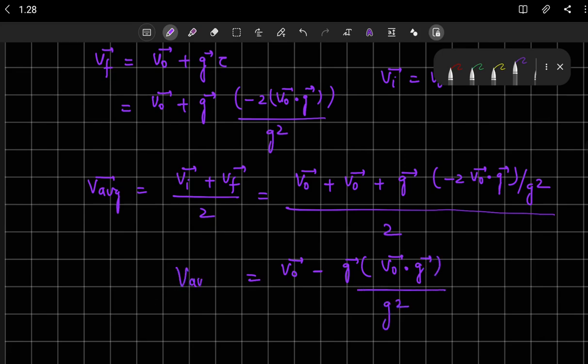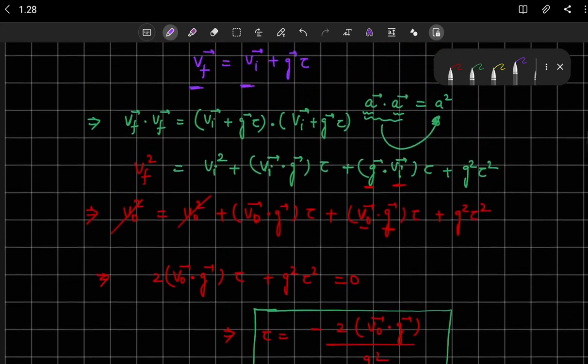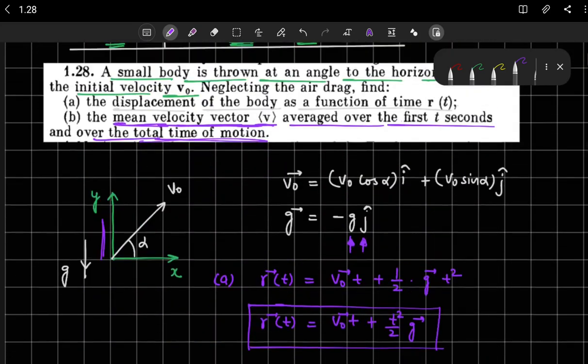So this is the expression of the average velocity vector we will get. I hope the entire procedure is clear. Thank you.